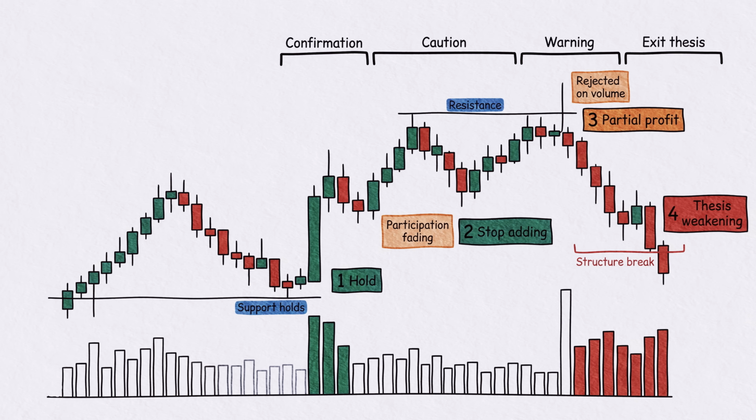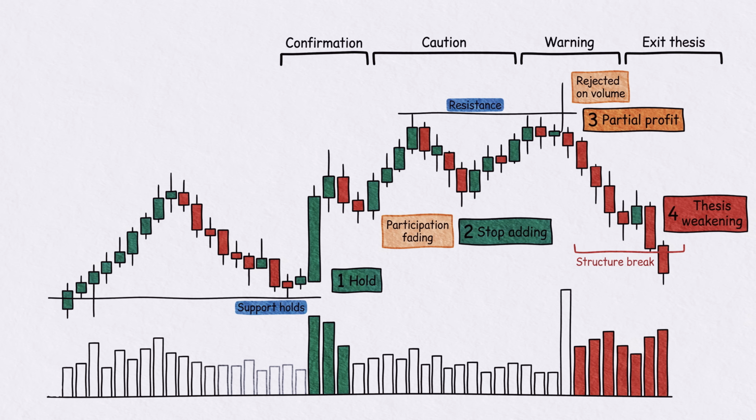The first phase, confirmation. Price moves in your favor. The impulse push happens with healthy volume. Buyers are active. The next small correction is light. Structure holds. Volume is confirming your thesis. The trade is working as expected. Decision: hold the trade. Nothing has changed.